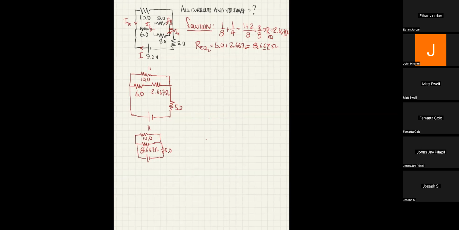Now I've got a 10 and a 8.667. This is a little harder to do. I can't just do it with my head. I'm gonna have to say 1/R equivalent 3. These are parallel. The 10 and the 8.667 are parallel. So I'm gonna say 1/10.0 plus 1/8.667. Now you could actually realize that that's 8 2/3, so you get 24, 25, 26. You could call this basically 26/3.